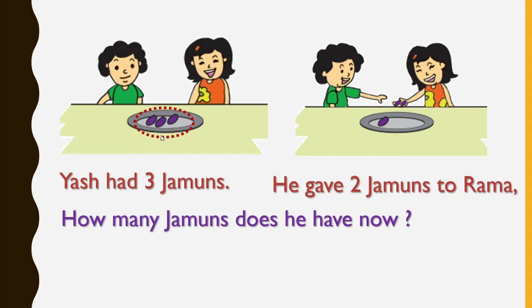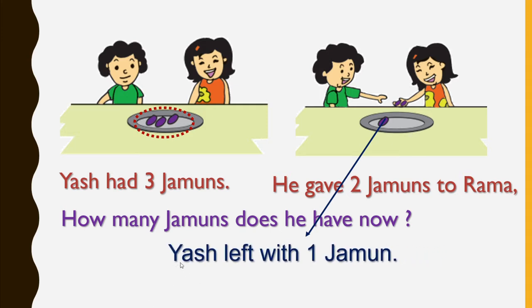Earlier, he had 3 jamuns. He gave 2 to Rama. And how many are there in the plate? Yes. Here is the answer. Yash is left with 1 jamun, a single jamun, right?